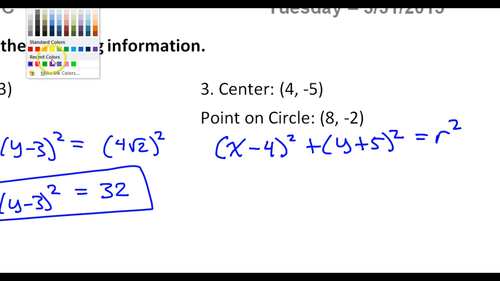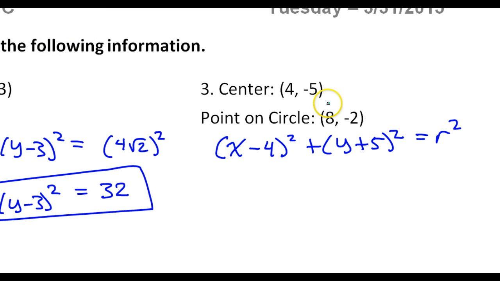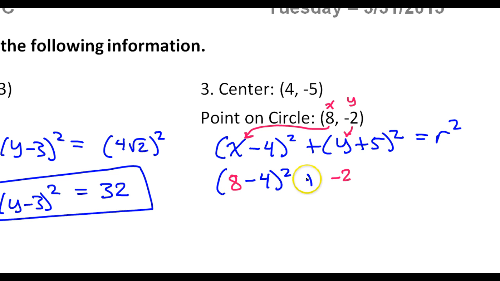When they give me a point on the circle, I think of it as they are giving me an x and a y. So I could take this 8 and put it in for x, and I could take this negative 2 and put it in for y. So I'm going to have an 8 here, and a negative 2 here. So that's going to give me (8 minus 4) squared plus (negative 2 plus 5) squared is equal to the radius squared.